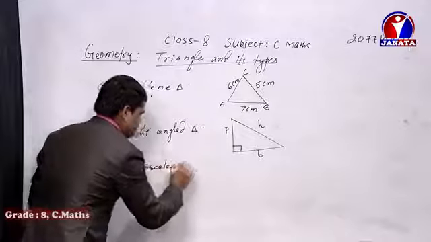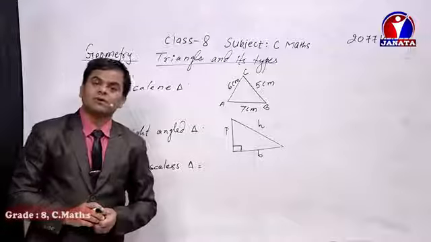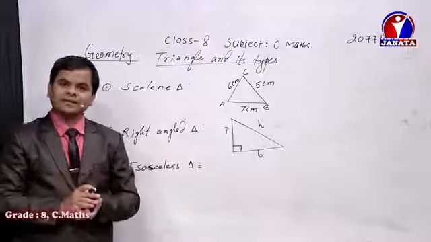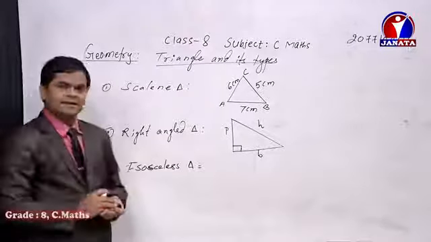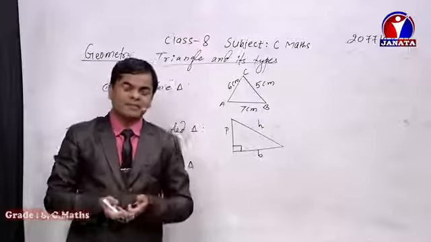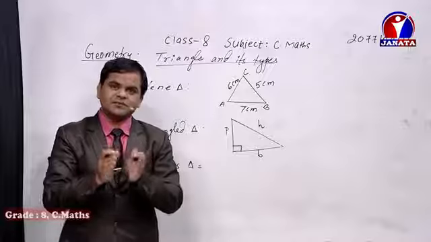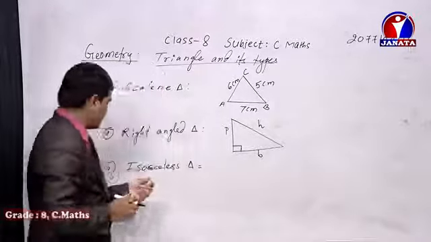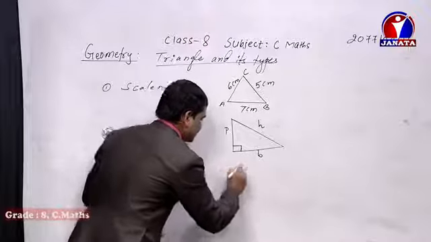Isosceles triangle. A triangle, dear students, whose two sides among the three sides are equal, that type of triangle is known as an isosceles triangle. That means the measurements may be different, but among those different measurements, if two sides are exactly equal, that type of triangle is known as an isosceles triangle. So if we make the figure of an isosceles triangle, dear friends, what will it look like?